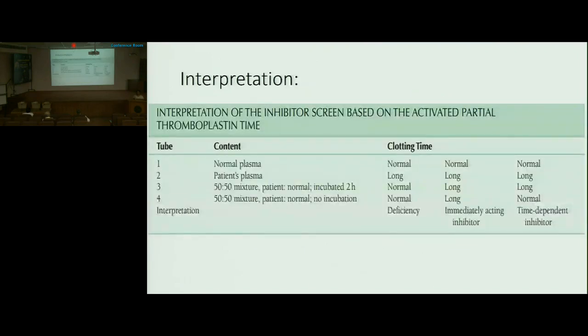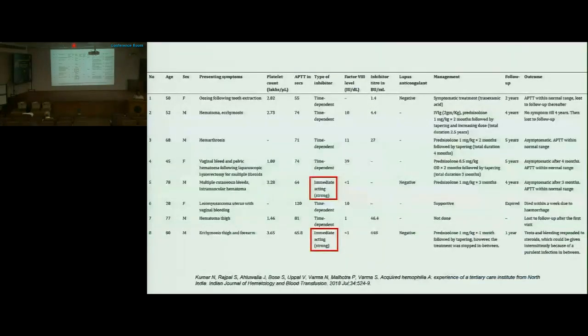So here we can see in an immediately acting inhibitor, the APTT is prolonged at both times. The inhibitor which has acted at its start moment will still be inhibiting at the 2 hour mark also. So it will be prolonged at both times. Whereas in a time dependent inhibitor, only after incubation will we know that there is a presence of inhibitor. The examples of immediate acting inhibitors are lupus anticoagulant and factor 9 inhibitors, and time dependent inhibitors are factor 8 inhibitors. As I said previously, even though factor 8 inhibitors are categorized under time-dependent inhibitor, at a stronger concentration, they can even act as an immediately acting inhibitor.